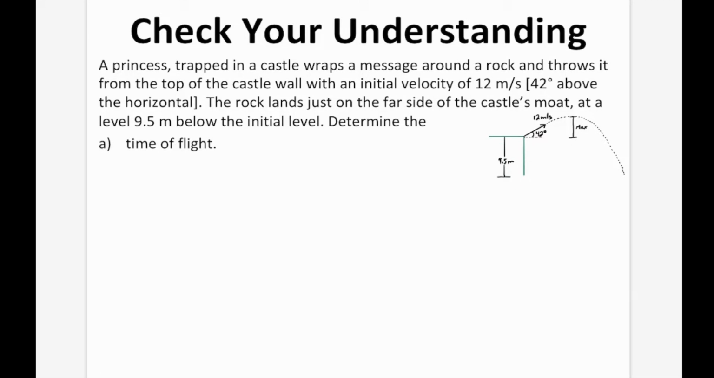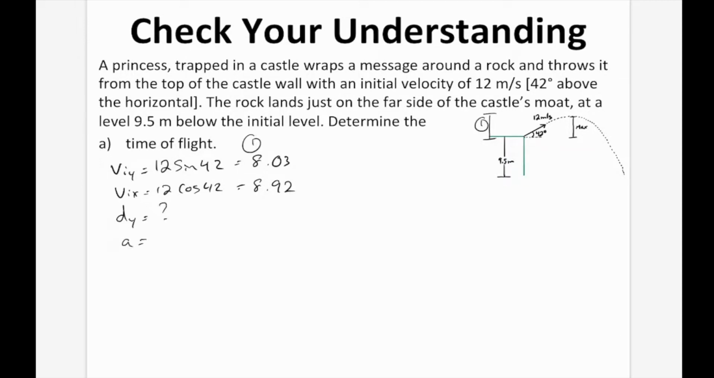So what do we know initially? Well, the VIY is going to be 12 times sine 42, and that equals 8.03. The VIX is 12 cos 42, which equals 8.92. We don't know how high it goes up initially, because this is the point right here between 1 and 2. So we'll call that 1. We don't know how high it goes up. We know acceleration is going to be negative 9.8 because we're going to say that right and up are positive at the beginning. And we also don't know time. And lastly, we know that VFY is 0 because at the very top it's not moving in the vertical direction at all.